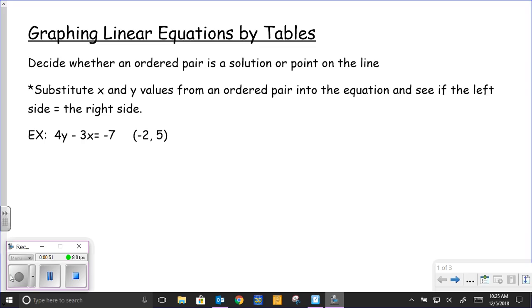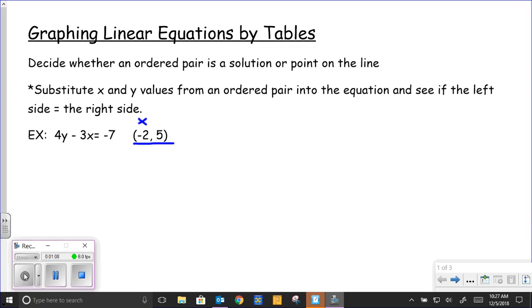So, we have an example here. We have 4y minus 3x is equal to -7, and we have our ordered pair. This is actually given to us. That's what they gave us. So we're going to plug that in for our x and y values. Okay, so our x value is -2, our y value is 5.